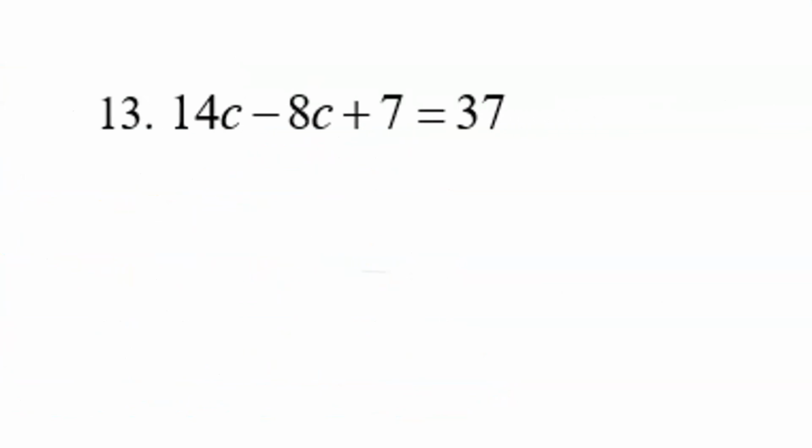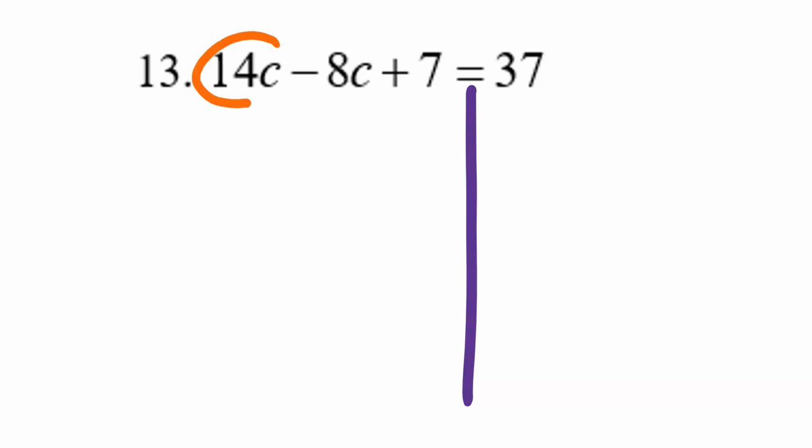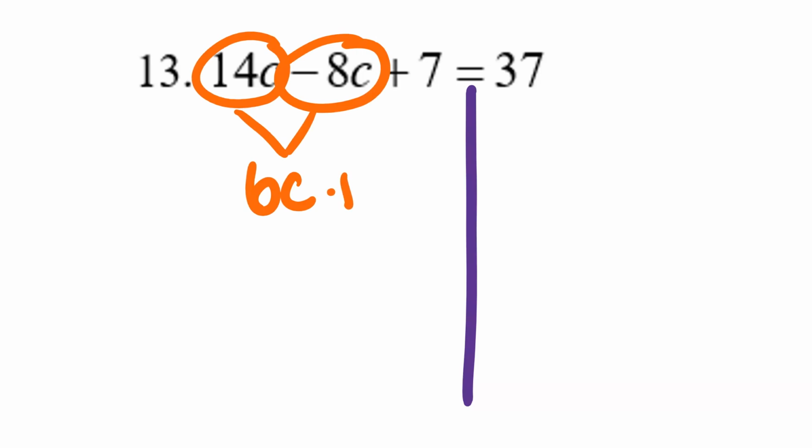Okay. All right, now on 13, I have a bunch of stuff going on, so I got to go through my checklist, right? Do I have distributing to do? That is a no. So no distributing, so I am going to combine some like terms. Okay, so 14c minus 8c is 6c plus 7 equals 37.